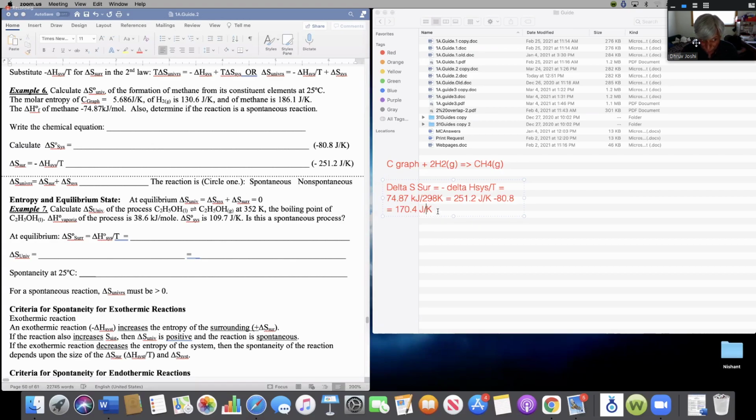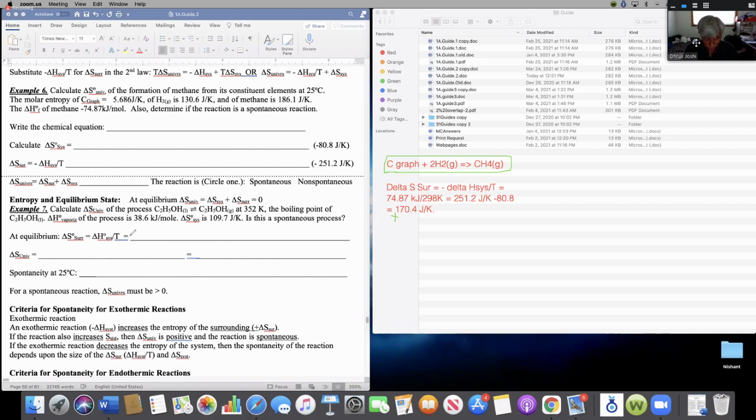Okay, what does this mean? This means the reaction is spontaneous. This reaction would happen at 25 degrees Celsius. It's spontaneous. That's what that means, because this is positive. Now we go to number 7.